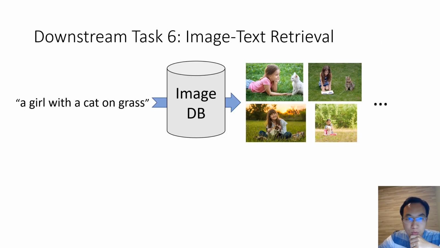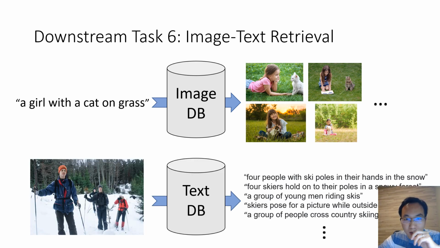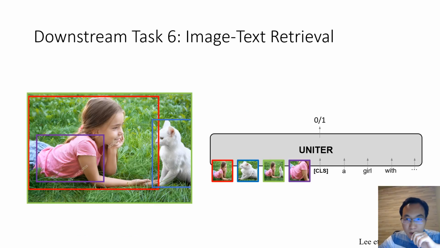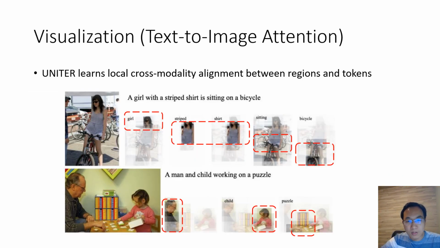For image-text retrieval, we need to predict which image is closest to the textual query, and on the other hand, we can also do text retrieval. This adaptation is very straightforward because it is very similar to the image-text matching loss used in pre-training.